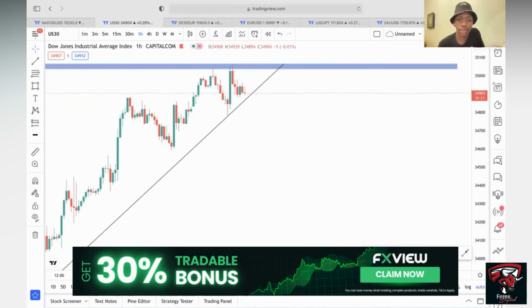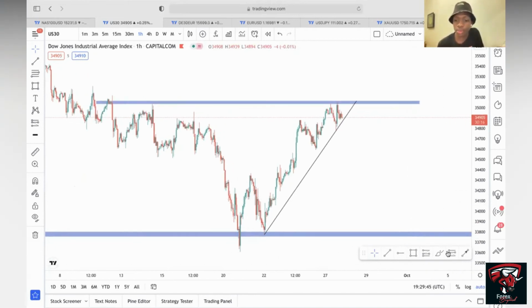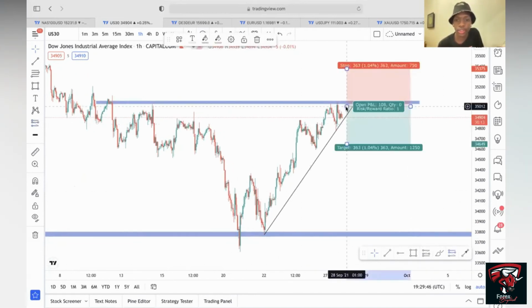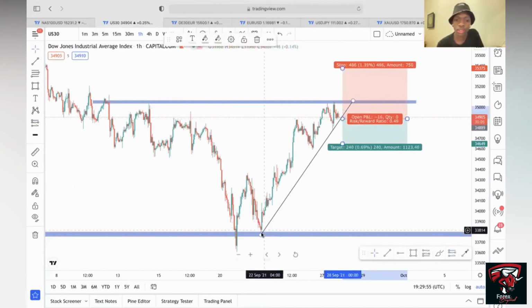So basically now, this is an ascending triangle. The lows are going into resistance, guys. So this type of pattern, guys, is a bearish reversal pattern, but we don't want to just enter the market blindly now, guys. We want to wait for breakouts of this trend line.